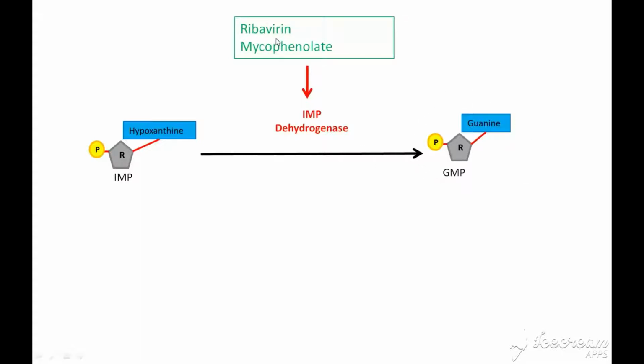Ribavirin mainly affects viruses. That's why it's used as an antiviral drug. Mycophenolate mainly affects lymphocytes or white blood cells. That's why it's used as an immunosuppressant.